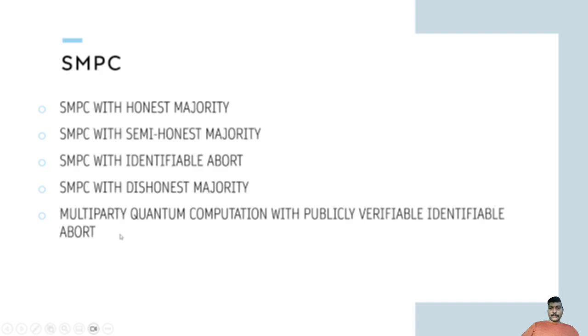practical. And this is about multi-party quantum computation, which means that we are not going to use normal computers. It will be quantum computers with publicly verifiable identifiable abort. That means that in a trustless way, it will be verified that most of the users are dishonest, and it will abort in a public way. So that's the last one. The last one is only with quantum computers, but the other 4 protocols are based on normal computers, meaning they include CPUs and GPUs. So this is the one that I want to share.